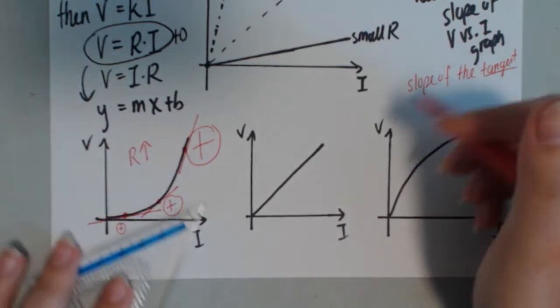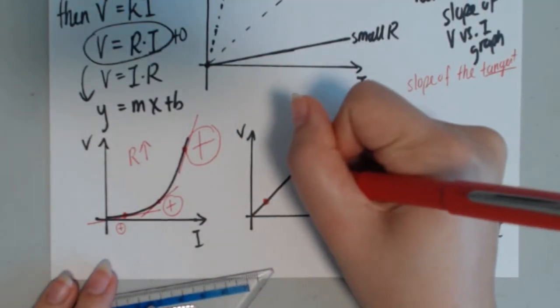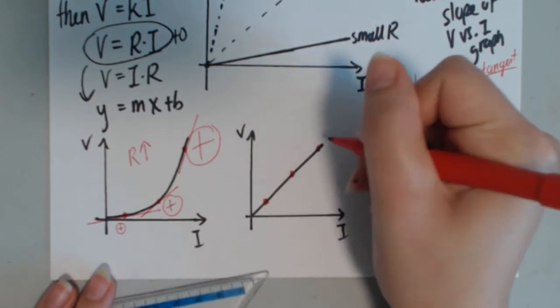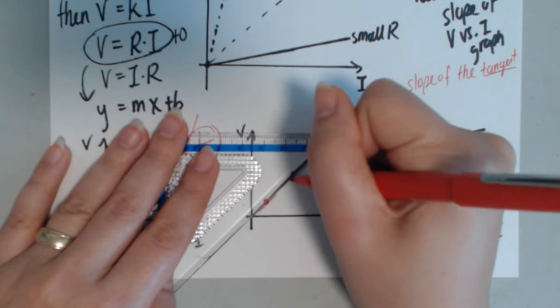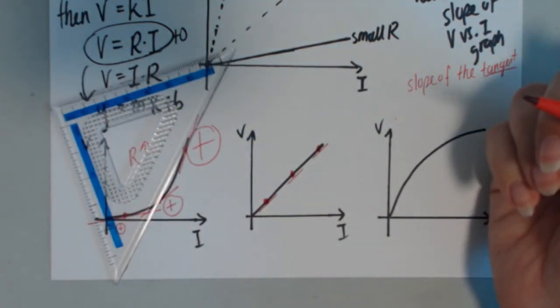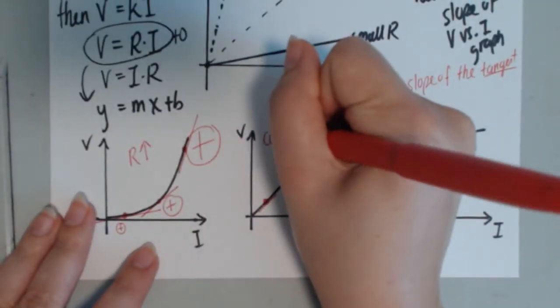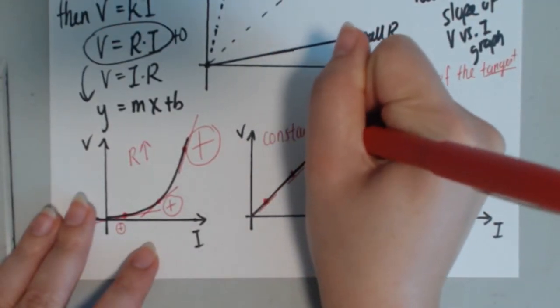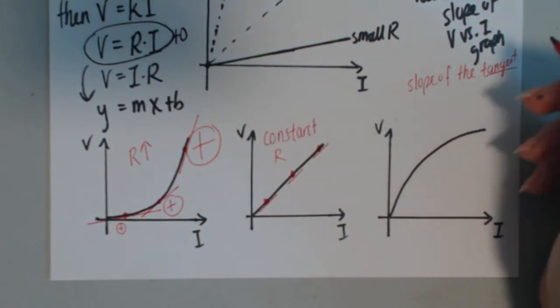Okay. Now in this case, I have a constant slope throughout. So whether I pick this point or this point or this point, the slope of the tangent is always the same because, well, it's a straight line, right? If you draw a tangent to a straight line, of course, they're going to have the same slope. So this means we have a constant resistance. And finally, let's look at the graph on the right.